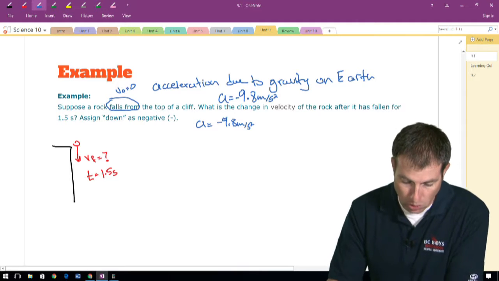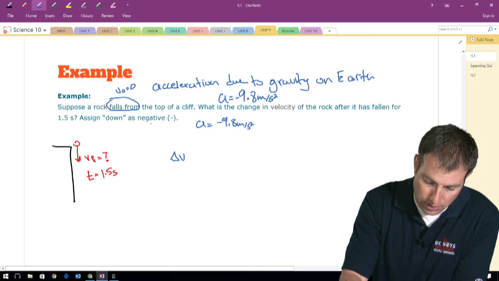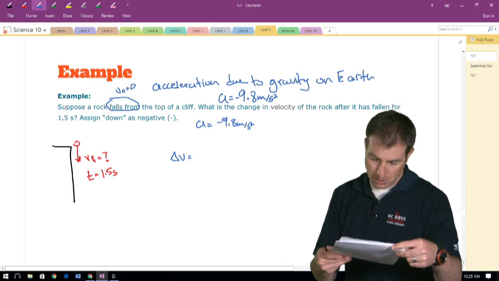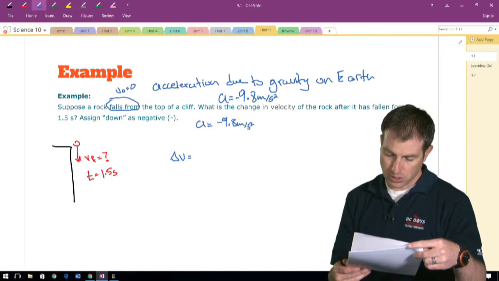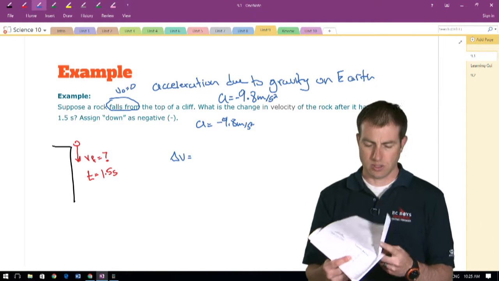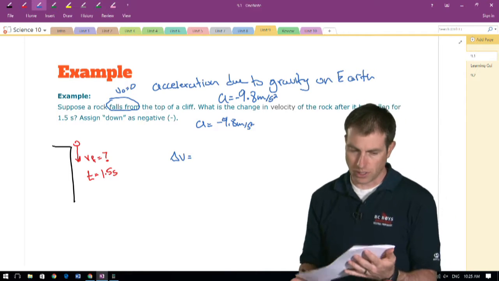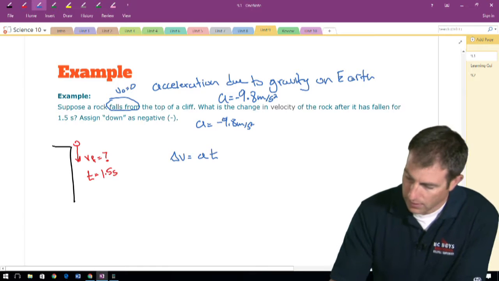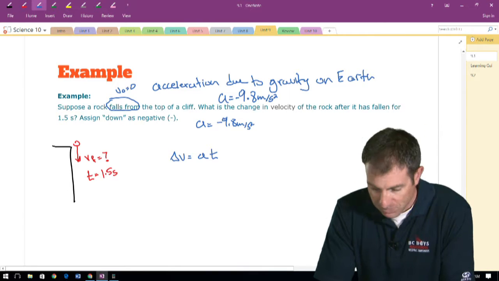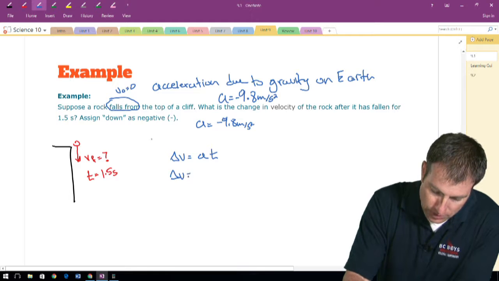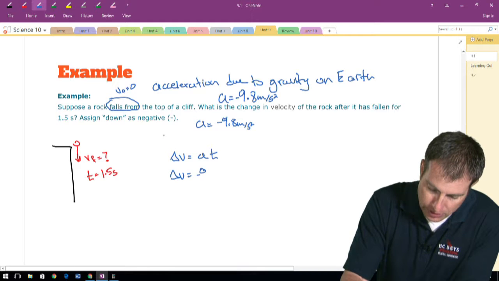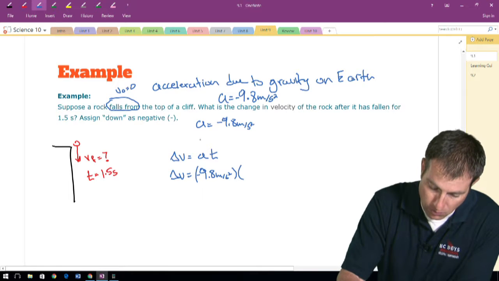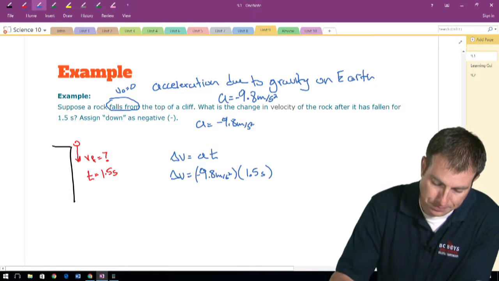seconds. So I know that the change in velocity, from my formula sheet, let's get the right page here, this is page 12, it's on the back page. Change in velocity, got this little chart at the bottom, change in velocity is the acceleration times the time. In this case, my change in velocity is going to be my acceleration, negative 9.8 meters per second squared, times a time of 1.5 seconds.